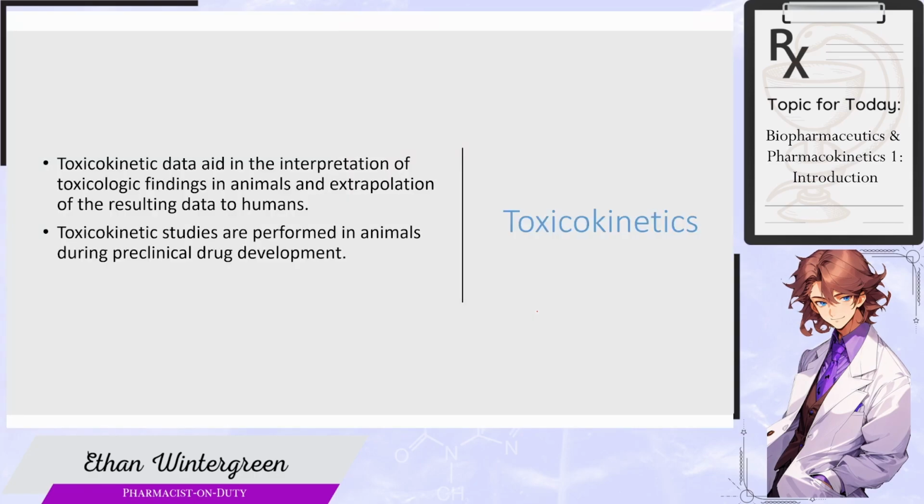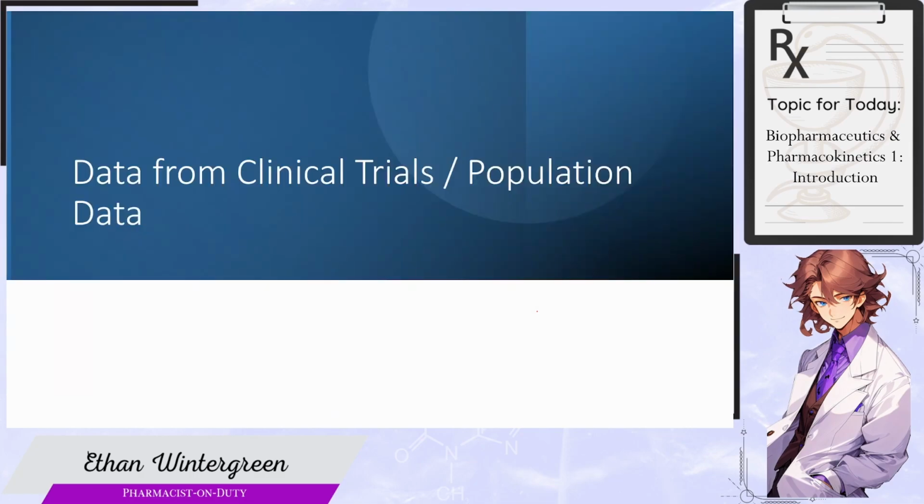So in terms of toxicokinetics, the data we obtain aids in the interpretation of toxicologic findings in animals and extrapolation of the data to humans. So if we were able to establish a safe dosing for animals, we could use that data so we could start testing on humans safely. So toxicokinetics are performed in animals during preclinical drug development. We don't test toxicity on humans, ideally.